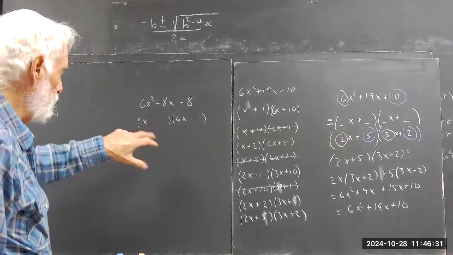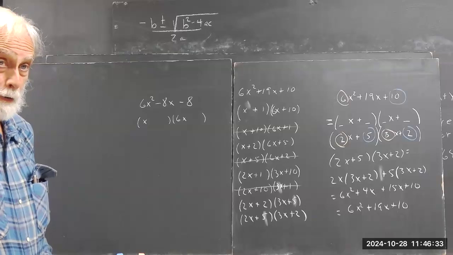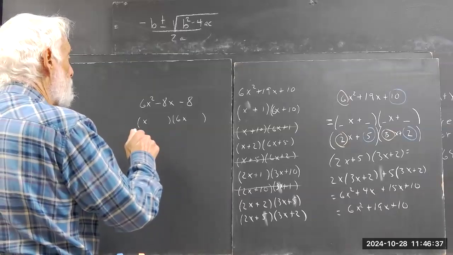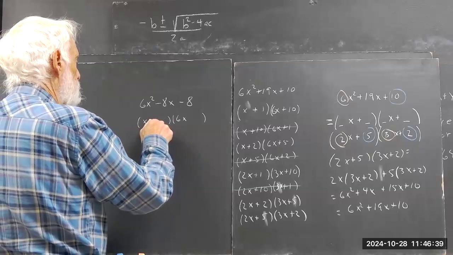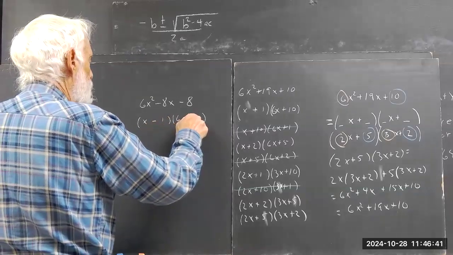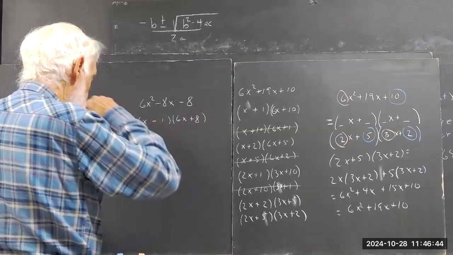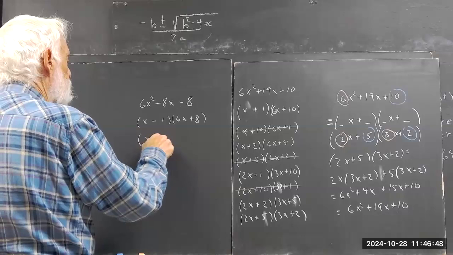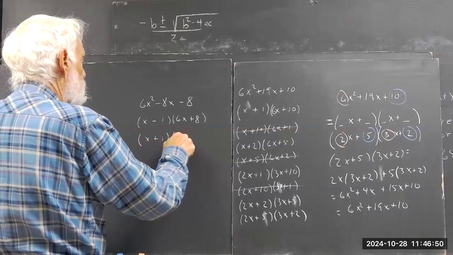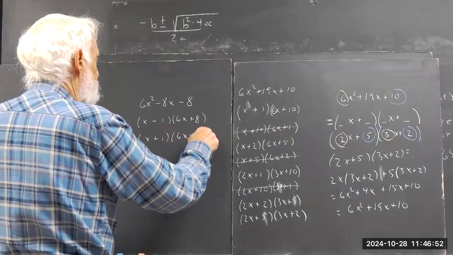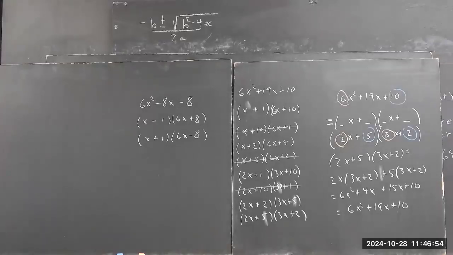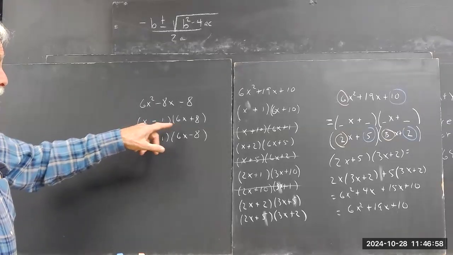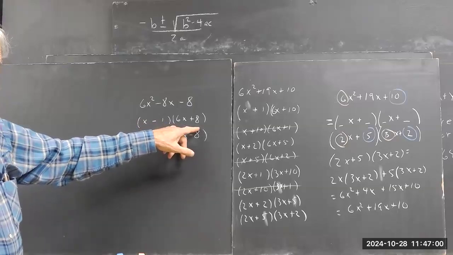I'm going to do the possibilities for x here and 6x here. What are the possibilities? Well, first place, I could do x minus 1 and 6x plus 8. Or I could do x plus 1 and 6x minus 8. So what I'm doing is I'm using 1 and 6 and 1 and 8. Okay?